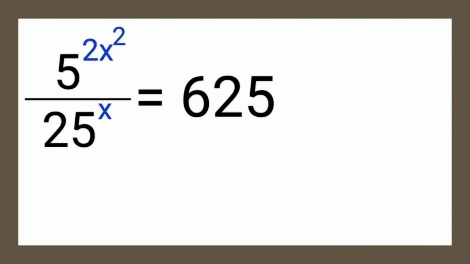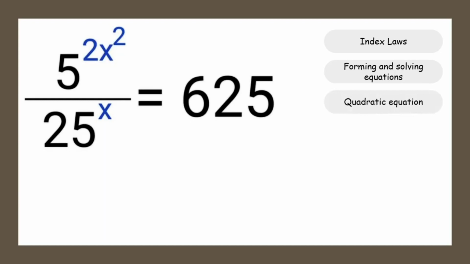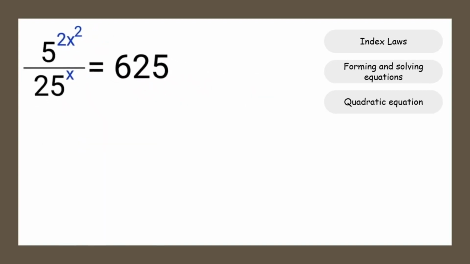So, the first few things that come to mind are that I'm going to use index laws. We have some complicated looking indices. Index laws may well help to simplify. We're likely to form and solve an equation since we have x's and unknown values. And lastly, I notice I have x squared and just an x, so I'm likely to have a quadratic equation appear at some point. Let's make a start.